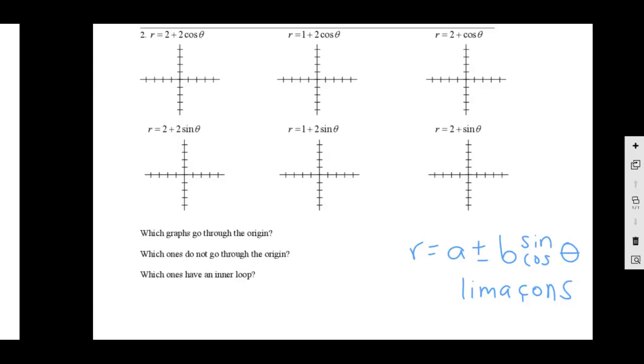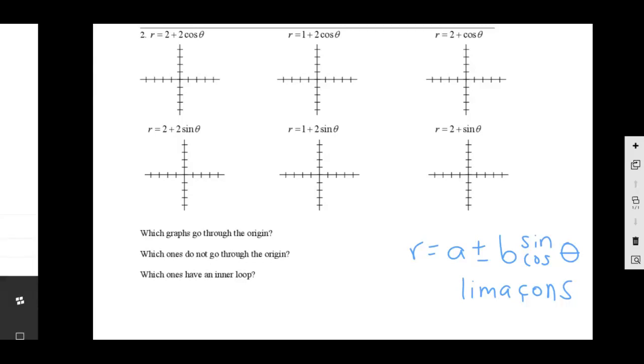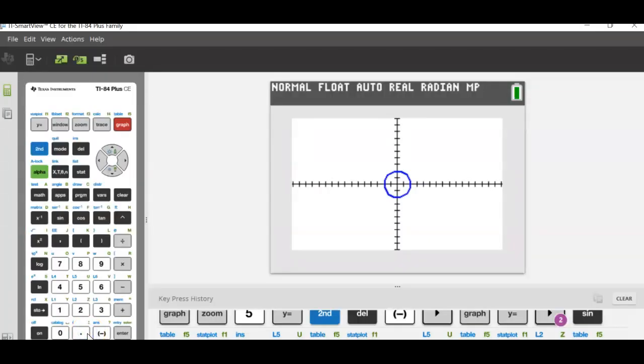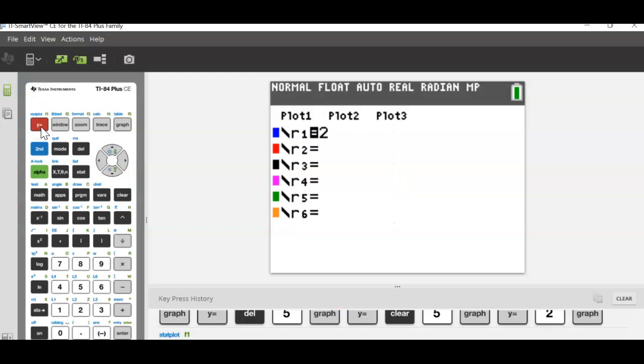Let's do the first one, 2 plus 2 cosine theta, and then we'll tinker around with the numbers and the sines and the cosines, and see how these different graphs end up looking. I'll switch this out. So let's go back to y equals, and let's do that first one, which was 2 plus 2 cosine theta.